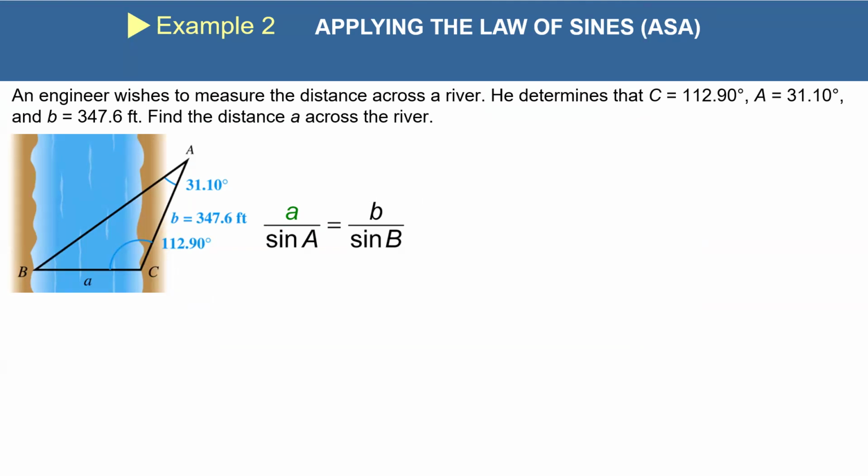An engineer wishes to measure the distance across the river. He determines that C equals 112.9 degrees, A equals 31.10 degrees, and b equals 347.6 feet. Find the distance across the river.